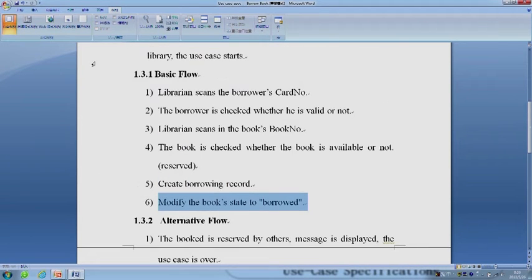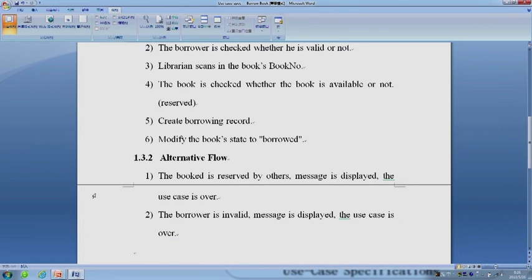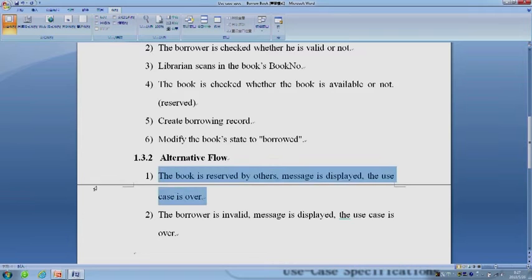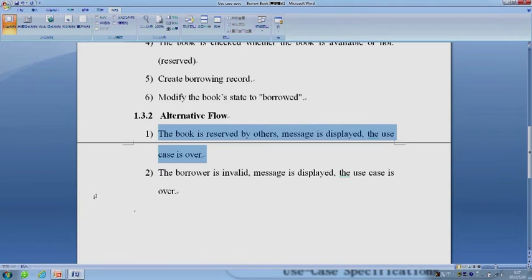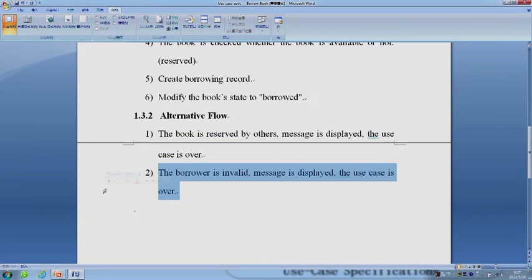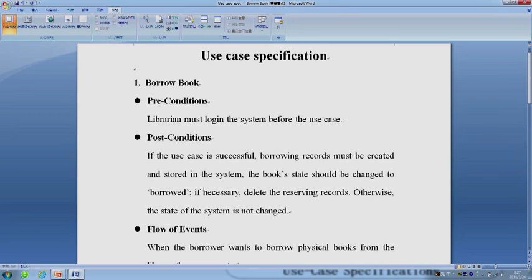Okay, so this is the basic flow. Well, there are two alternative flows. First, the book is reserved by others. Message is displayed, and the use case is over. Second, the borrower is invalid. Message is displayed, and the use case is over. Okay, so this is the example of the use case specification for borrowing book.